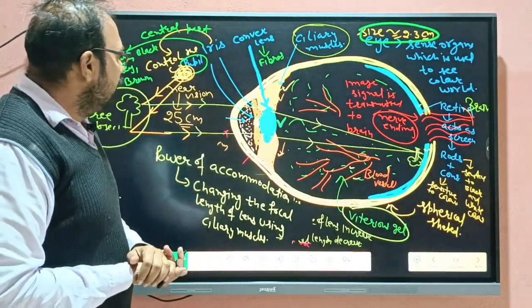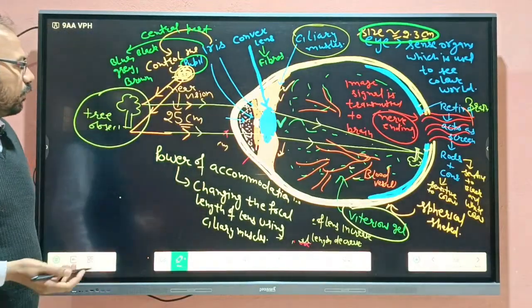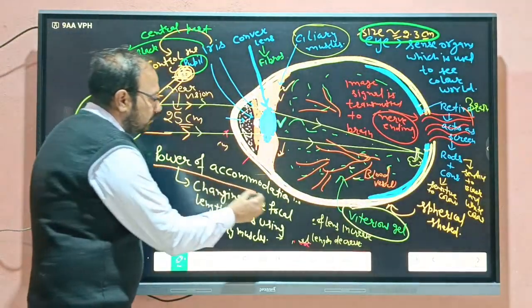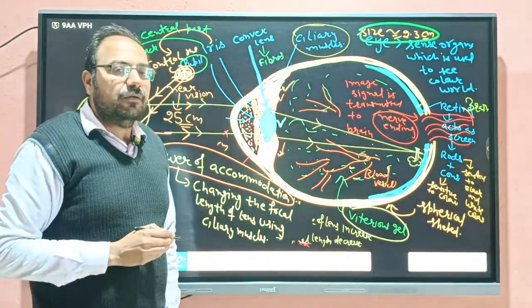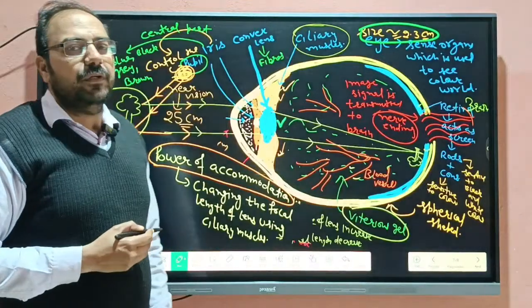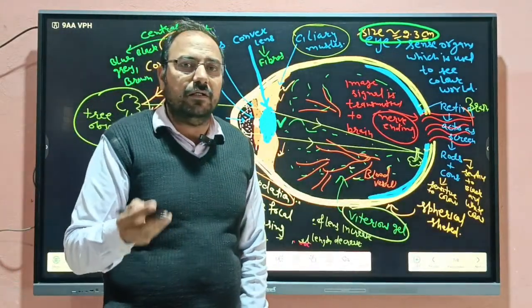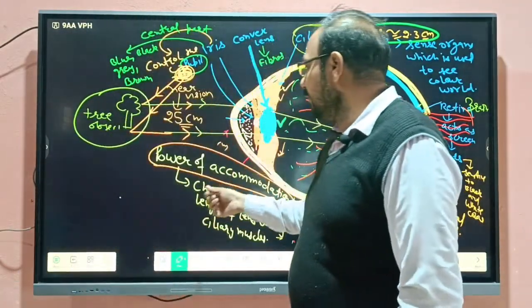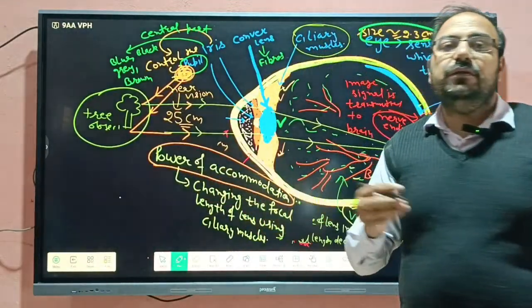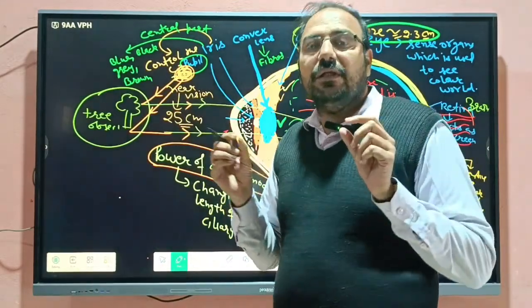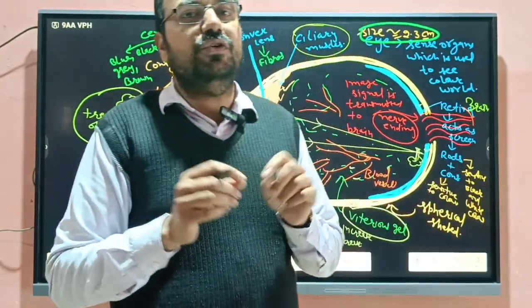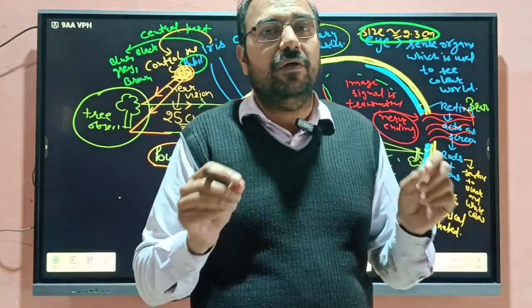Okay, so the last topic is over: what is power of accommodation. After that, some defects appear in the eye, and these defects are related to the power of accommodation. Sometimes our ciliary muscles are weak. If our ciliary muscles are weak, they are unable to change the focal length of a lens.